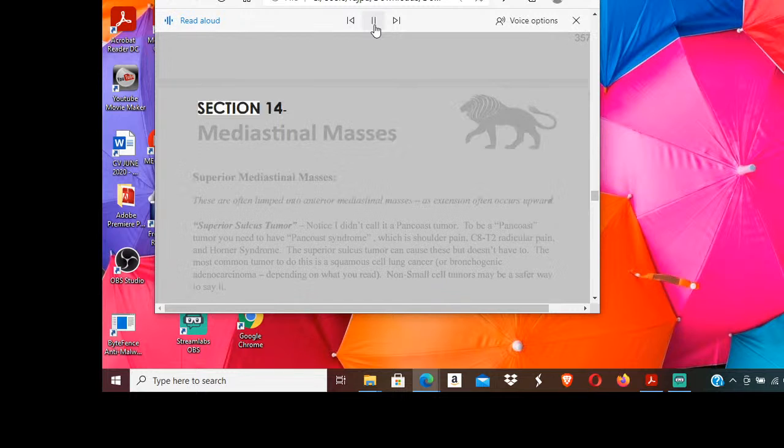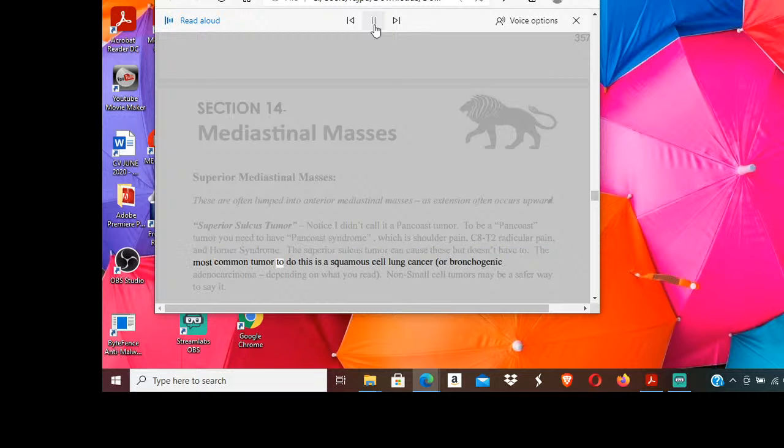357. Section 14. Mediastinal masses. Superior mediastinal masses. These are often lumped into anterior mediastinal masses, as extension often occurs upward. Superior sulcus tumor, notice I didn't call it a Pancoast tumor. To be a Pancoast tumor you need to have Pancoast syndrome, which is shoulder pain, C8-T2 radicular pain, and Horner syndrome. The superior sulcus tumor can cause these but doesn't have to.